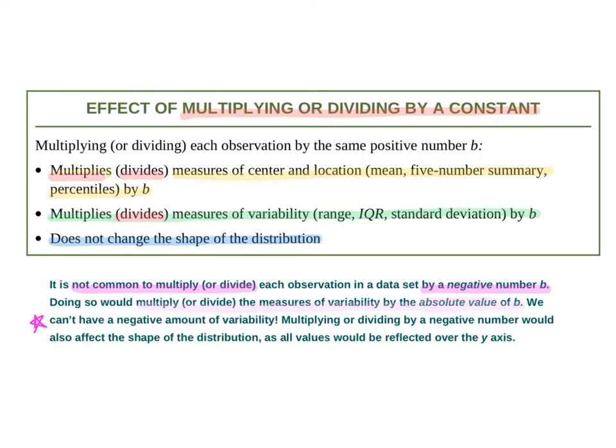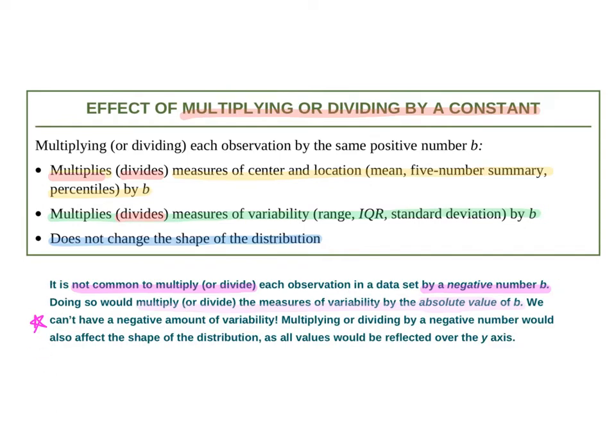And now in a color-coded list form, what can we say about multiplying or dividing by a constant to a data set? Well, we know that everything except for the shape of the distribution is either going to multiply or divide by that value. So if you multiply by 2, every single thing except for the shape is going to double. If you divide by 2, everything's going to halve. So that's everything: center, location, and variability. But again, shape doesn't change.